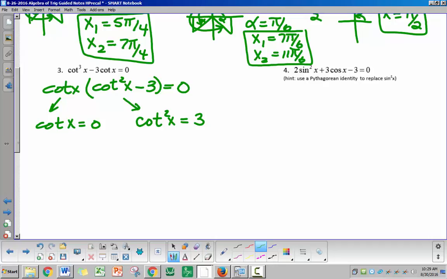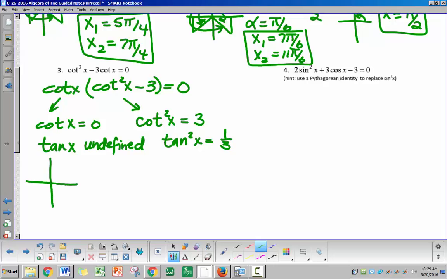Is that okay? Yeah. Now, I don't like to deal with cotangent. Do you? We only memorize the tangent once. So I'm going to reciprocate this. So what happens when you reciprocate 0? Undefined. Very good. So that's where the tangent is undefined. And then this is going to be tangent squared x equals 1/3.